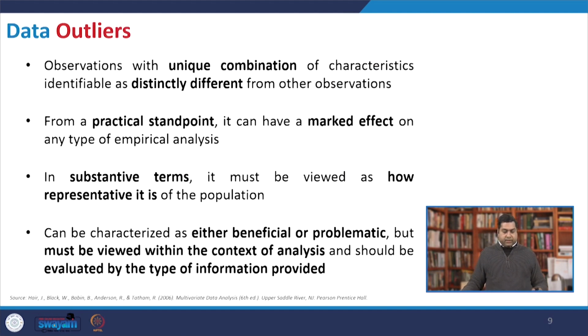Now, coming to the data outliers. Outliers are observations with a unique combination of characteristics, identifiable as distinctly different from other observations. For example, if students are scoring between 60 and 80 in a particular subject, and one or two students score 100 out of 100, they are exceptional. We cannot say they are outliers of the class, but looking at the data point and the other values, these are totally extreme.